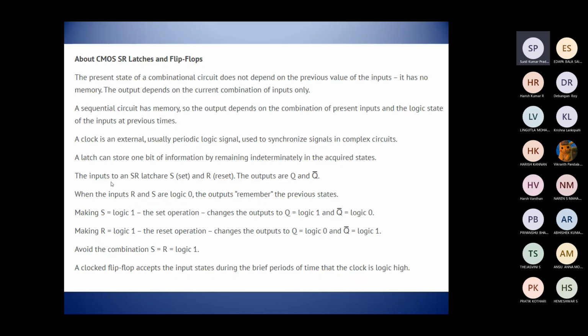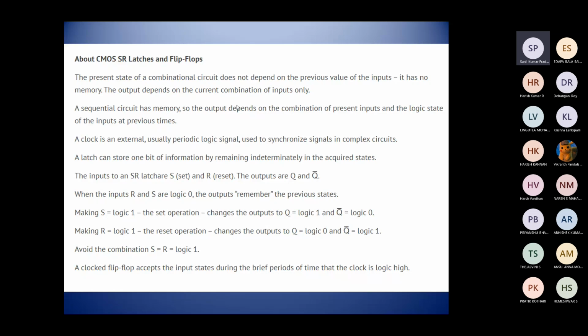So that is very important. That is actually the difference between the sequential circuit and the combinational circuit. The sequential circuit has a memory, so the output depends on the combination of the present inputs. Now the clock is an external and usually periodic logic signal, generally used to synchronize the signals in complex circuits.